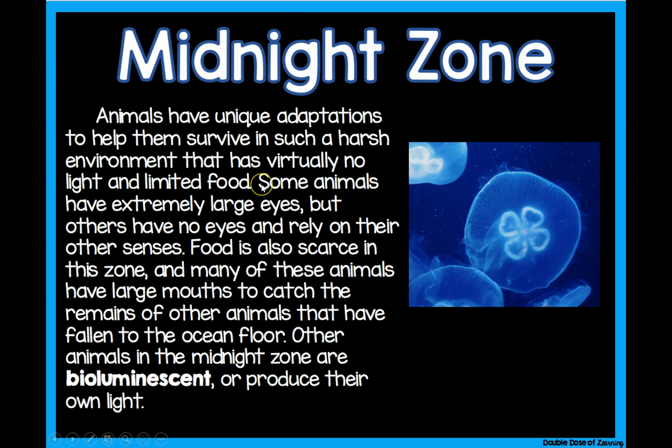Well, when a place is difficult to survive, animals are amazing at adapting, right? So when we think about the desert or the tundra, we've talked about how animals adapt to those places. Same in the ocean. Some animals have extremely large eyes, but others have no eyes because it's so dark. They don't even need their eyes, and they rely on their other senses.